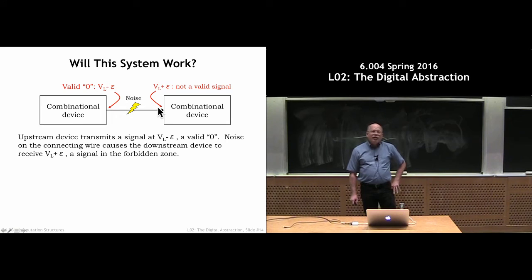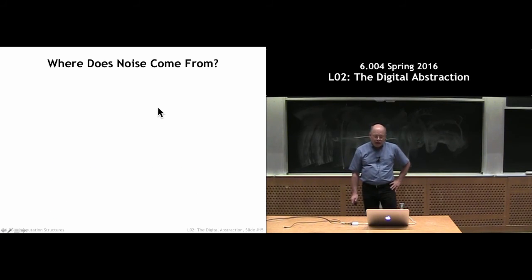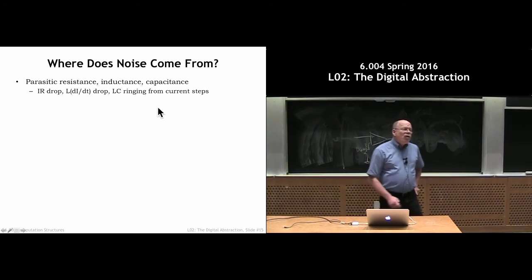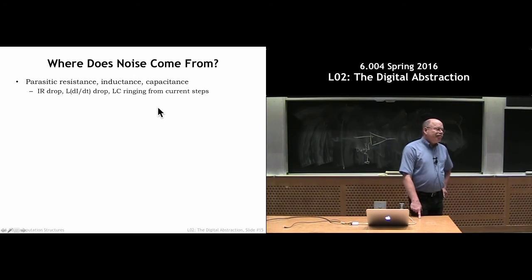Yeah, we're going to have different thresholds for outputs and inputs, and it's the difference in those thresholds that will allow noise to happen. That's exactly what we're going to do. Okay. So where does this noise that I'm worried about come from?